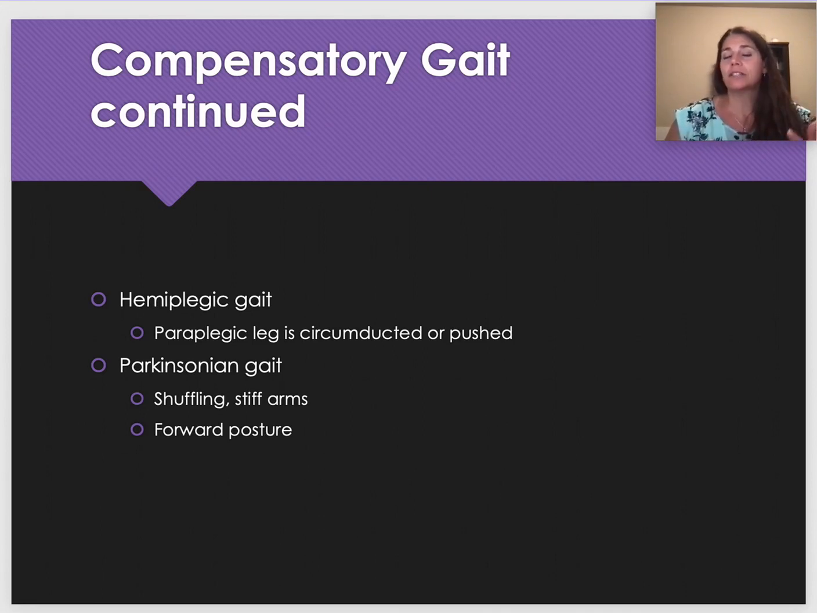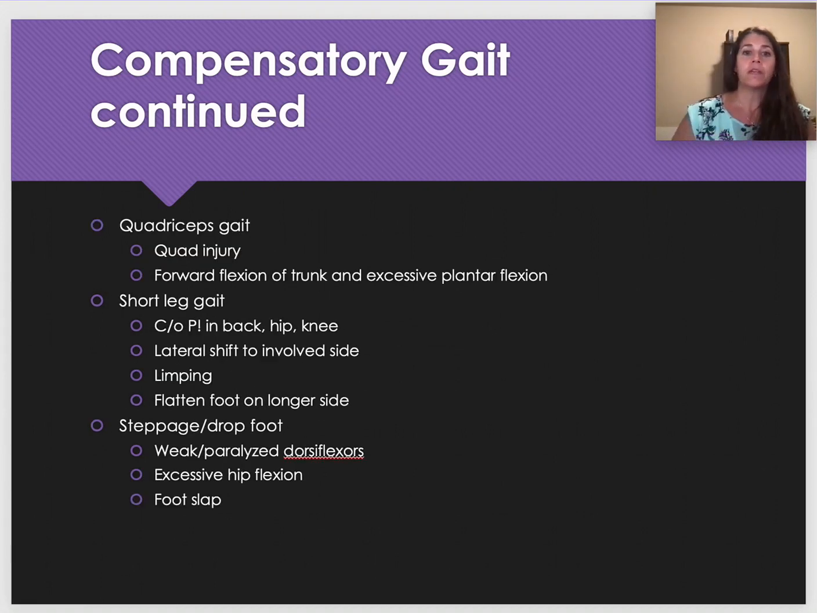All right, hemiplegic gait. It doesn't mean that your entire leg is actually paralyzed, but what you're going to see is that they're not going to use it normally. And again, they're going to either circumduct it out to the side, or push it funny as they go through. And then Parkinsonian gait, lots of shuffling, very stiff arms. And when I mean shuffling, I mean like their feet are barely moving, usually head down, and they're just kind of doing this. Okay, so kind of shuffle, shuffle, shuffle, and these people typically need like a cane or a walker or something to help with them.